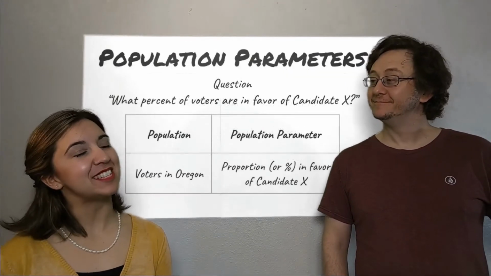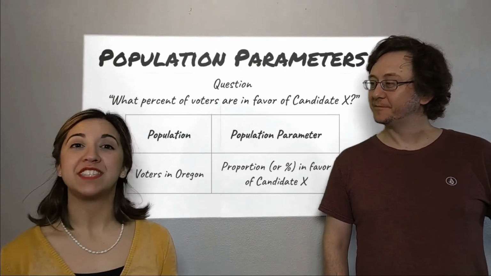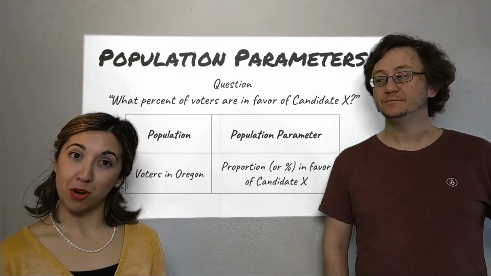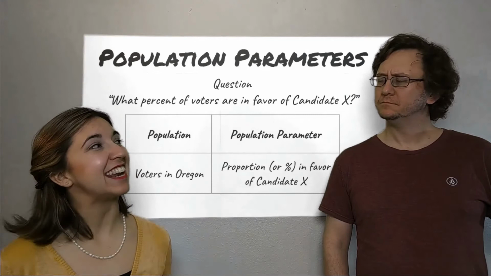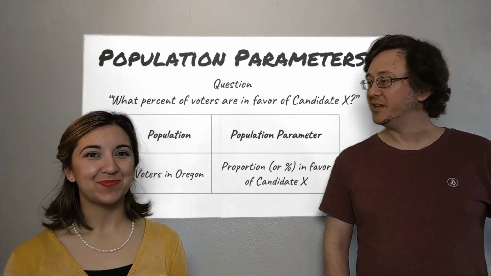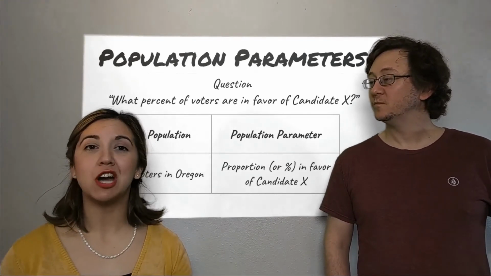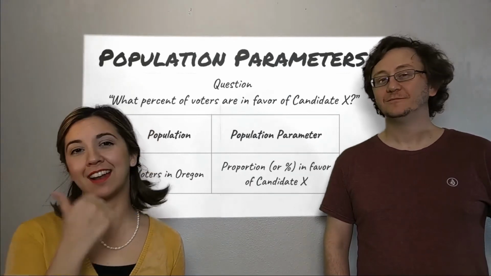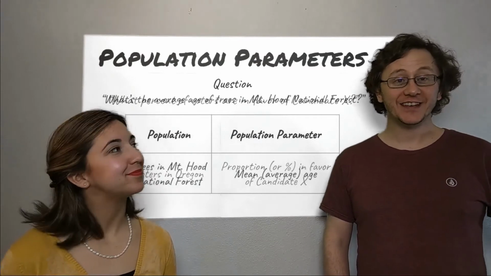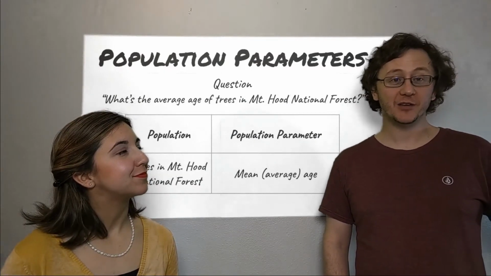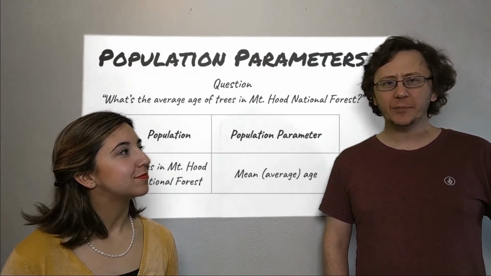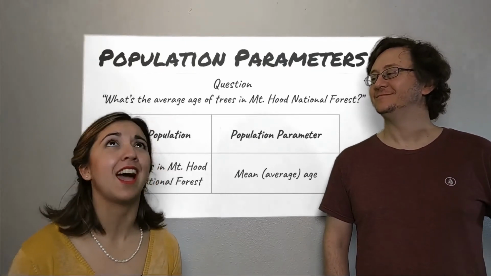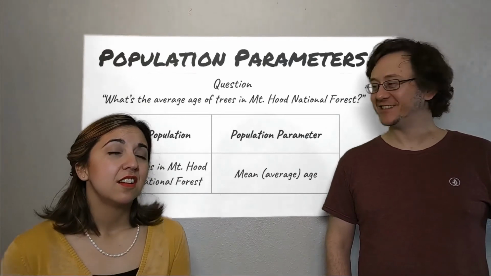Great. In our first example, the population was voters in Oregon, and the parameter is the proportion of voters who favor candidate X. Wait, it's a proportion now, not a percent? Yes, proportions are often represented as percents, and we'll get more into that in a later video. Terrific. In our second example, the population was all the trees in Mount Hood National Forest, and the parameter was the mean age of all those trees. Ugh, now it's mean instead of average? Yeah, it's another special statistics word.